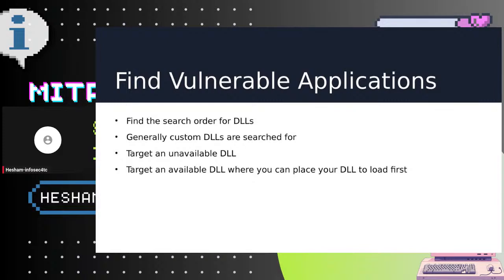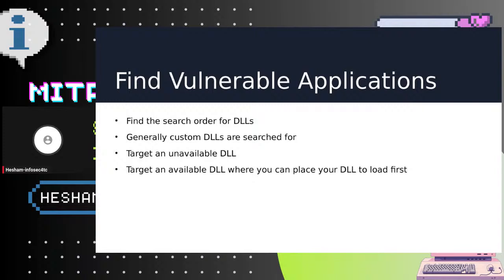Okay, so again, in order to find and use this kind of vulnerability, it's not hard actually. First, we need to find the search order for DLL. Maybe we have a custom DLL searched for. We need to check an available DLL. So if there is a vulnerable application, for example, and this application tries to load the DLL and fails, we're going to have a message, which we can see inside our process monitor tool.